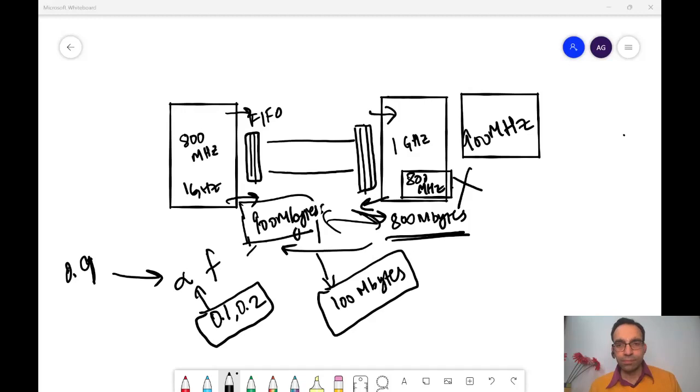Is this the same concept of synchronizer? Yes. We use some extra flip-flop to interact with the two different frequencies. So over here we are saying we're not using a flip-flop because flip-flop is larger in area. We instead use a FIFO. It is denser.